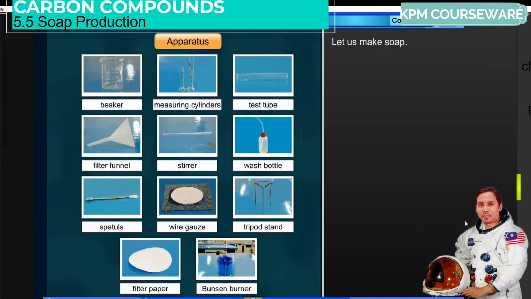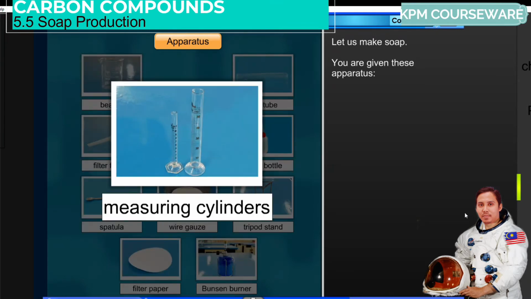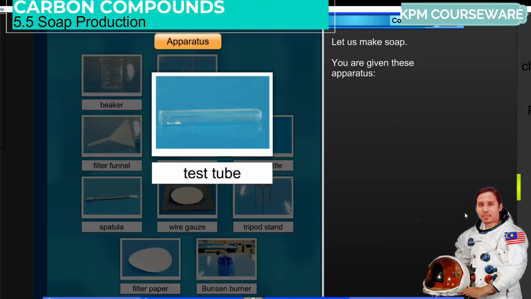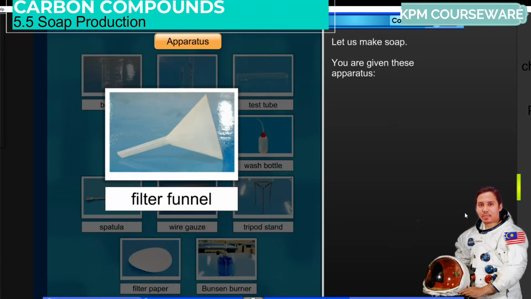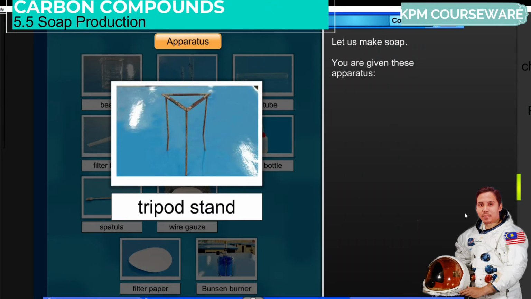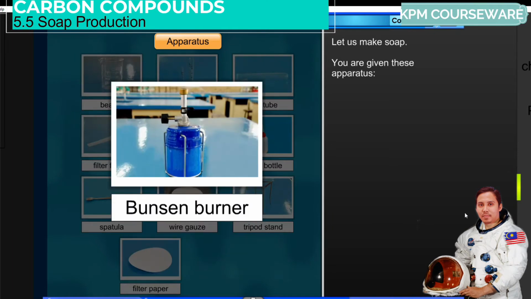Let us make soap. You are given these apparatus: a 250 milliliter beaker, measuring cylinders, a test tube, filter funnel, stirrer, wash bottle, spatula, wire gauze, tripod stand, filter paper, and a Bunsen burner.